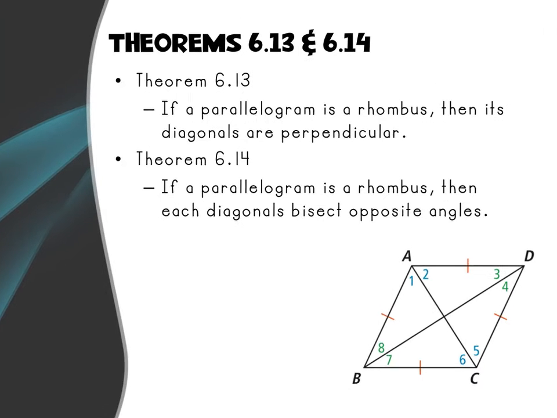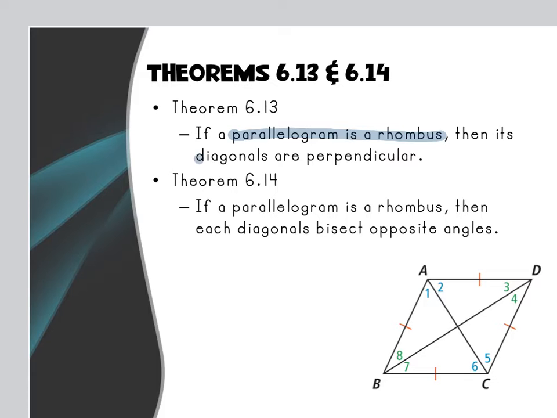6.13 says if a parallelogram is a rhombus, then the diagonals are perpendicular. What's perpendicular mean? Opposite. Not parallel. True. More specifically, they do intersect. What happens where they intersect if it's perpendicular? Perpendicular means 90. Perpendicular means there's a right angle where they intersect.